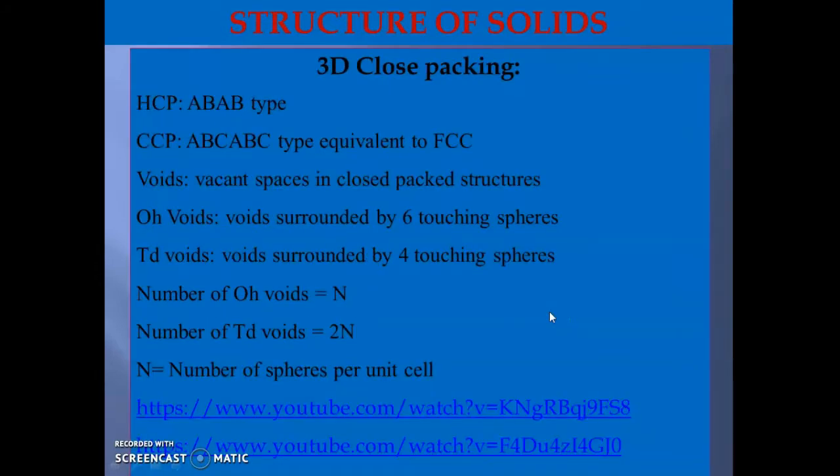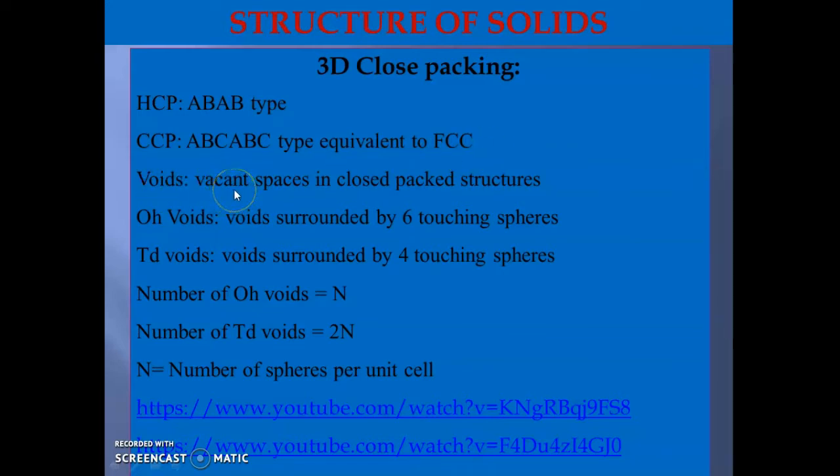Before that, let us have some basic idea about the structure of solids, especially three-dimensional close packing. You might have heard about hexagonal close packing, right? Where the crystal planes are arranged as AB, AB sequencing. In cubic close packed structures, the sequencing is in the order ABC, ABC, which is equivalent to FCC, face-centered cubic close packed structures. What are voids?